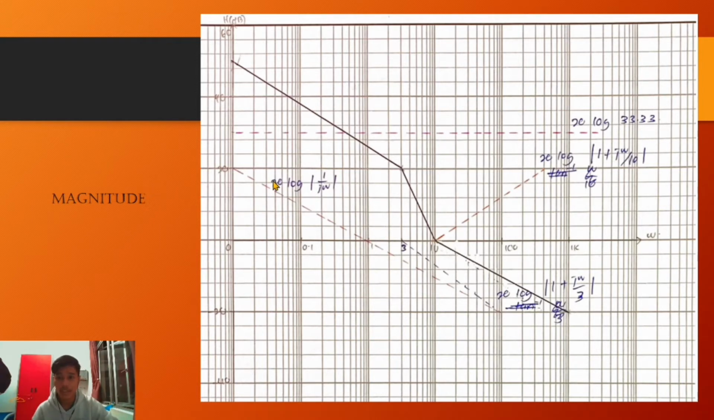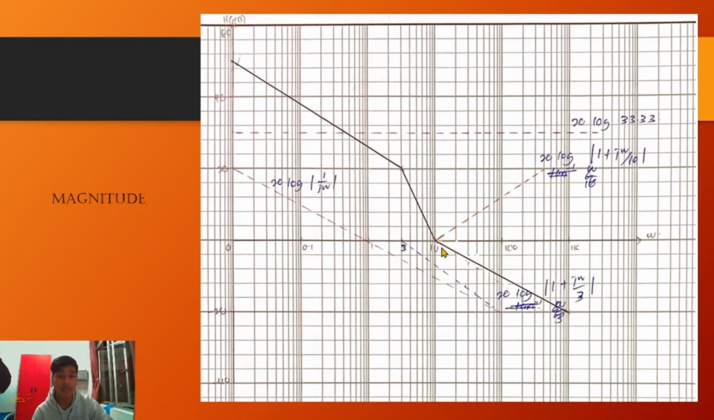So firstly, at frequency 0 we have 20 dB plus 30 dB, we got 50 dB. The slope will go down until the next corner frequency, which is omega equal to 3. So there is negative 20 plus negative 20 plus 20. The slope will continue going down until the next corner frequency, which is 10.